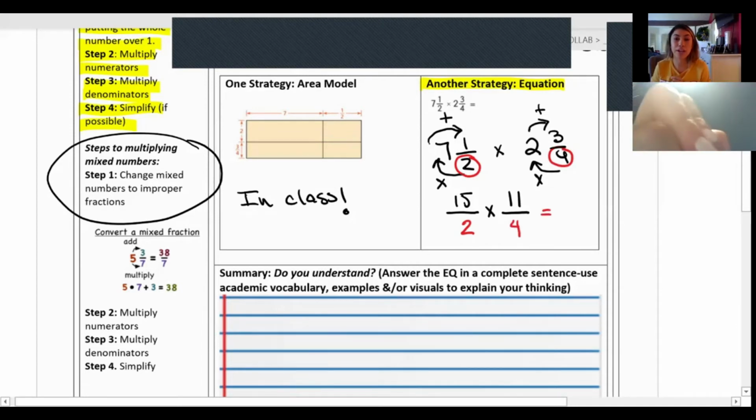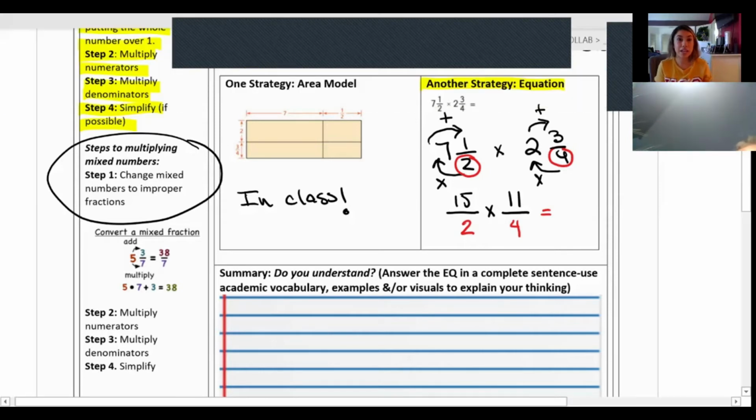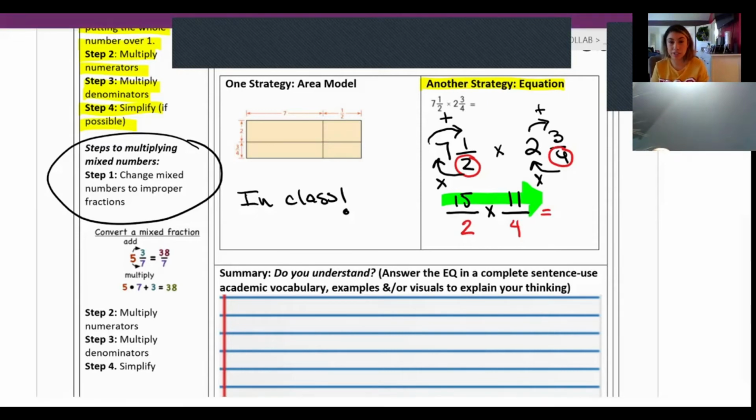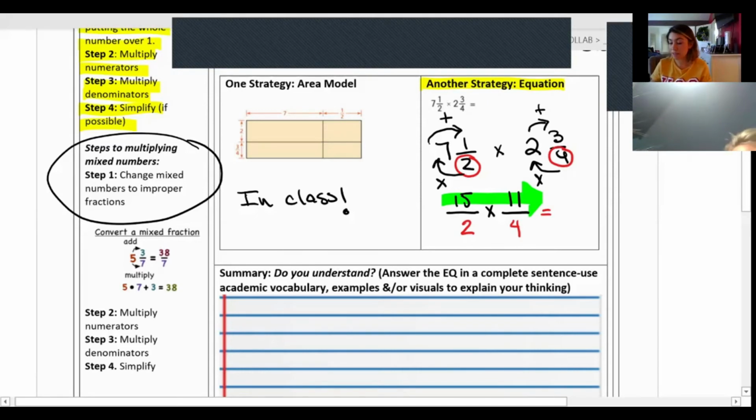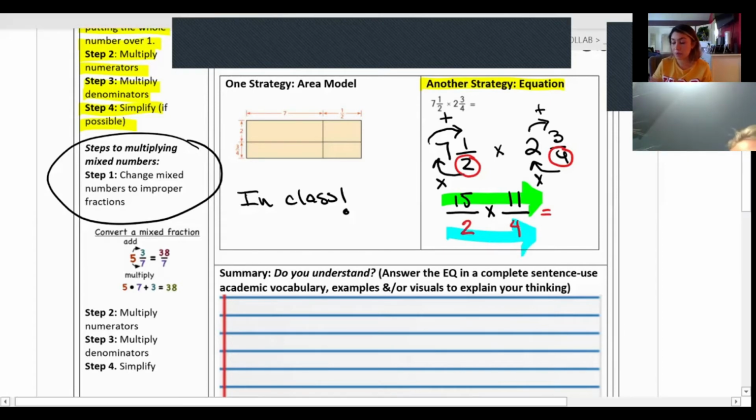So 11 over 4. Now we can go to our original steps and multiply our numerator straight across and our denominator straight across. So we have 15 times 11, which is 165. And then we have 2 times 4, which is 8. And then we can simplify if possible.